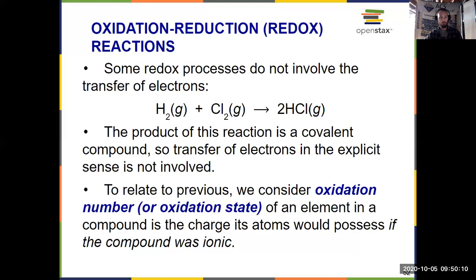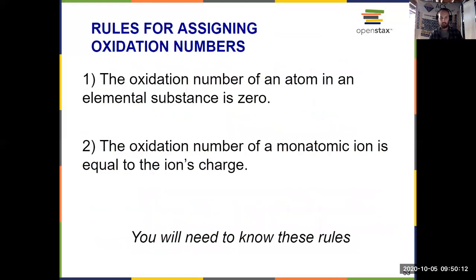And there are rules for assigning oxidation numbers, right? We don't need to memorize them for everything in the periodic table. There's just 4 basic rules that'll get us there. Okay? And if you understand these 4 rules, you can assign the oxidation number to anything you'll be given in this course.